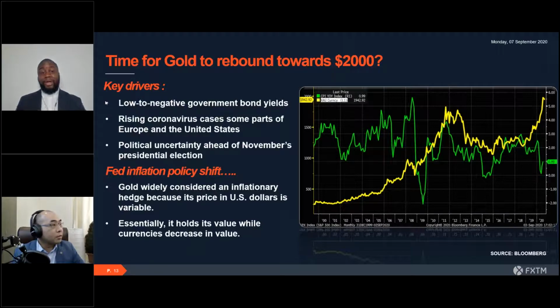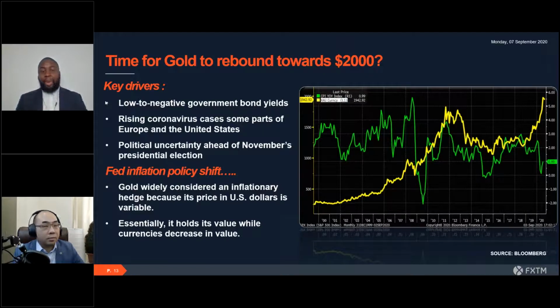Another thing boosting appetite for gold is the rising coronavirus cases in some parts of Europe and the United States, as Han highlighted earlier during this webinar. This represents a major element of uncertainty, accelerating the flight to safety, pushing investors towards safe haven destinations like gold. And of course, we've got the political uncertainty ahead of November's presidential elections. When we add all these themes together, it supports appetite for gold and allows the allure of gold to continue shining.